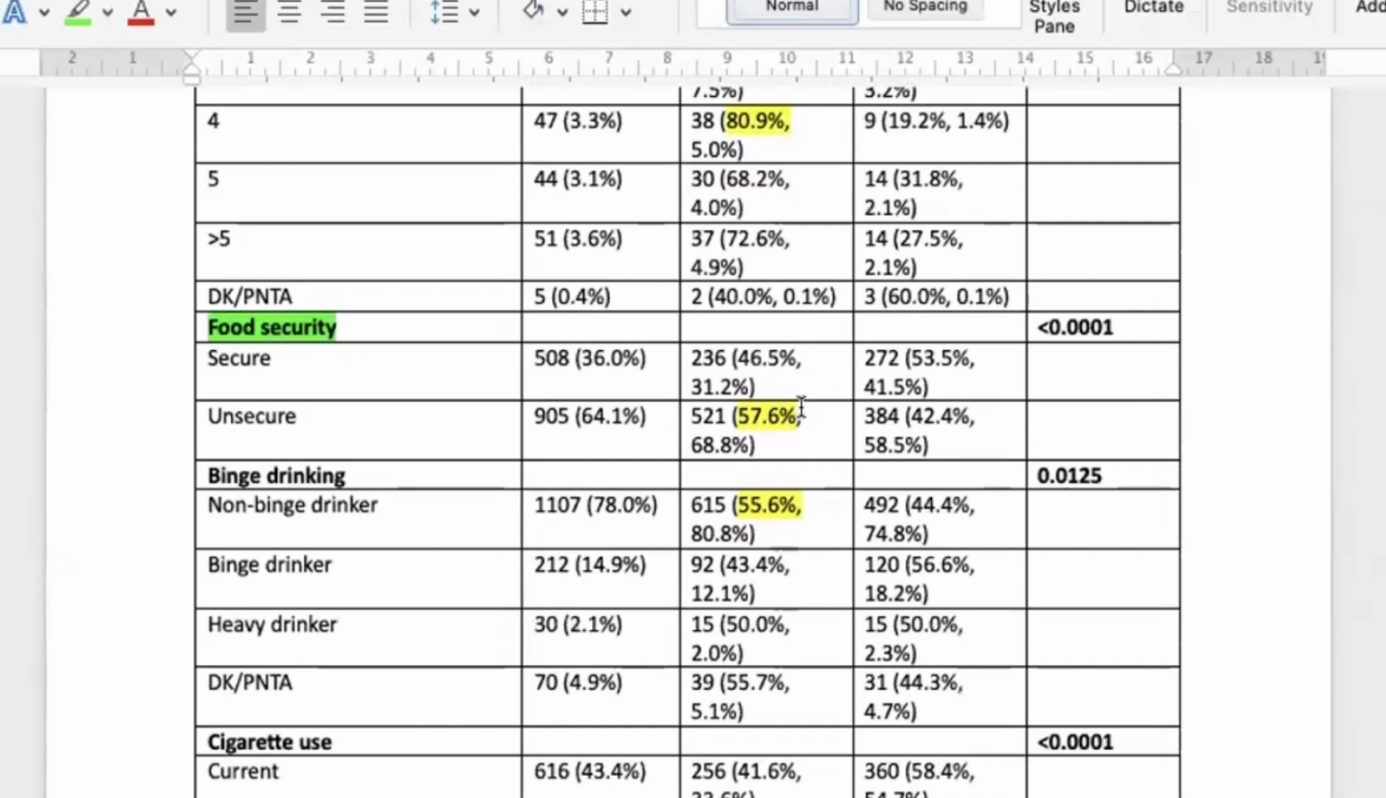Food security. Women who were food secure, 46% disclosure worries. Women who were food insecure, 57%.